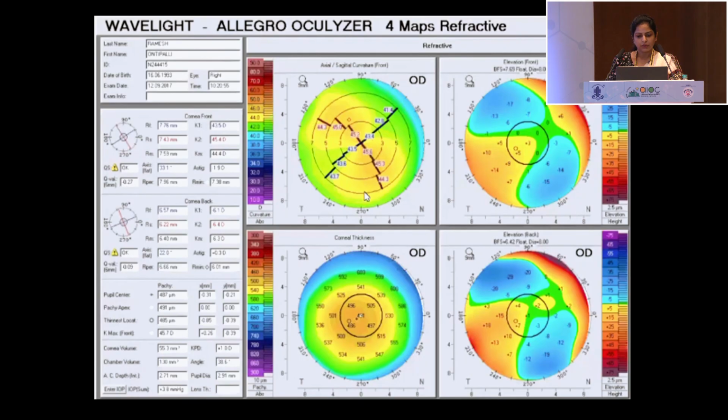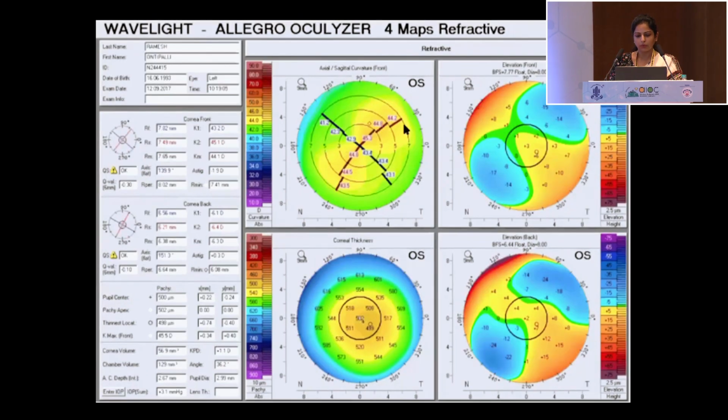Another example is here, you can see in this sagittal map there is a bow tie pattern. The bow tie pattern and some sort of thinning is present, but the anterior and posterior elevation is normal. So what do you think, is this keratoconus or not? Then what you have to see is that you have to compare it with the other eye as well. Here what you see is it is exactly a mirror image of the right eye. Both bow tie patterns are mirror images, and this is definitely not keratoconus.